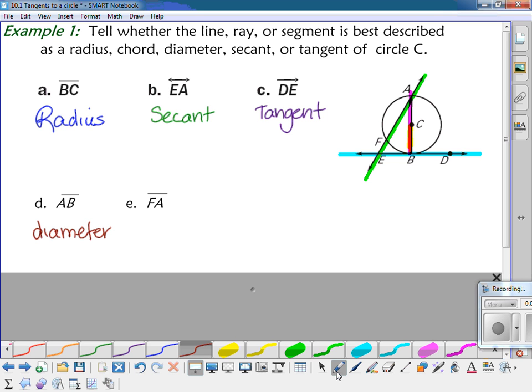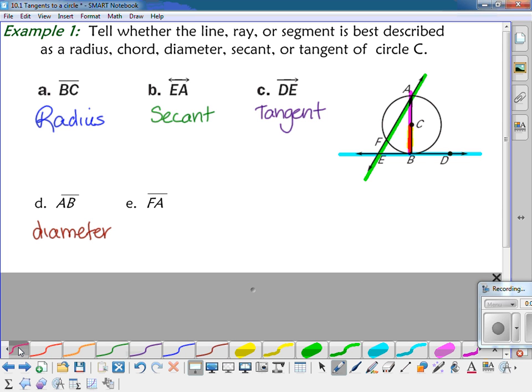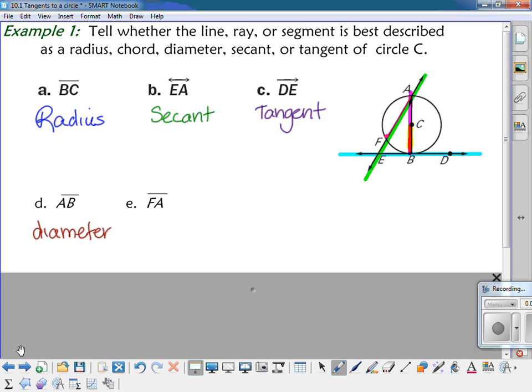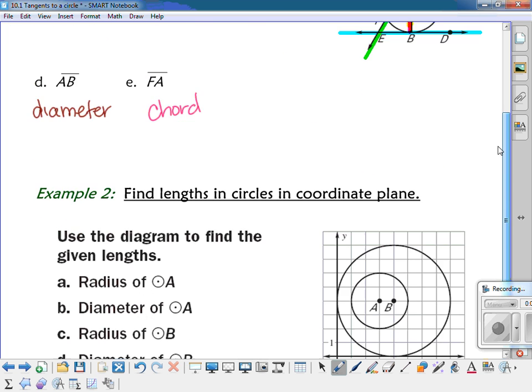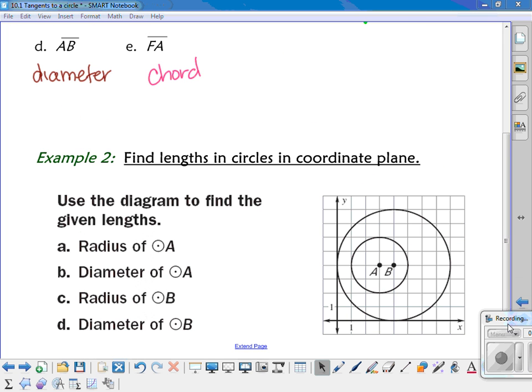And then finally, the last one we have is FA. And that's just going from F to A. It's a segment. So what do you guys think that is? A chord. It's the only one left, huh? Right, and because it's a segment, that's why it's a chord. It's not a secant.